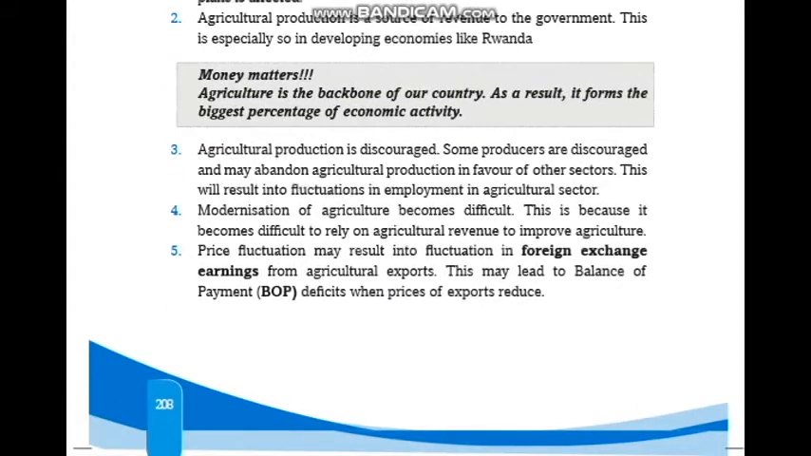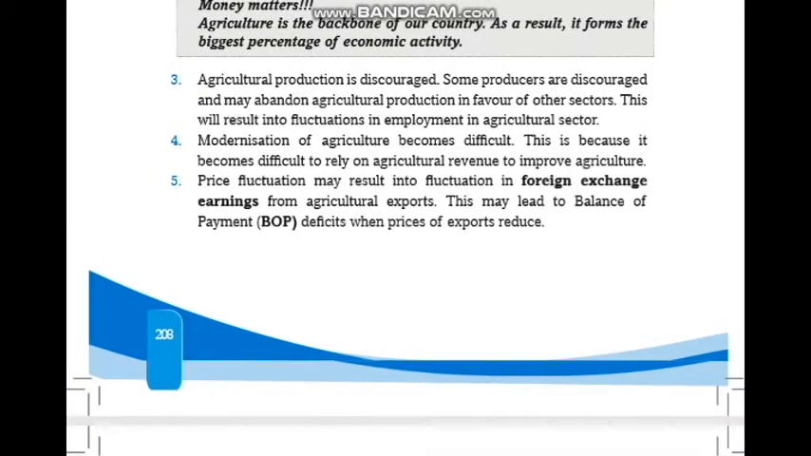Two, agricultural production is a source of revenue to the government. This is especially so in developing economies like Rwanda. Agriculture is the backbone of our country. As a result, it forms the biggest percentage of economic activity.